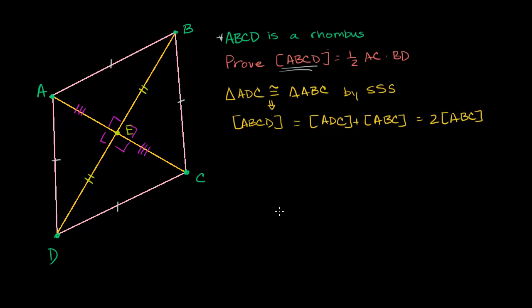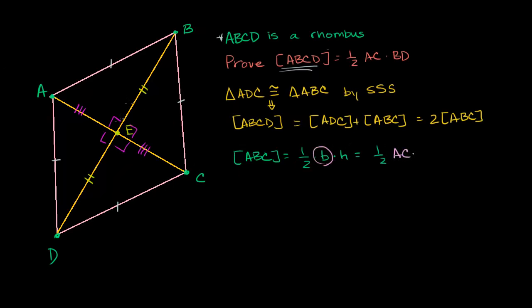Now, what is the area of ABC? Well, the area of a triangle is just 1/2 base times height. So the area of ABC is just equal to 1/2 times the base of that triangle times its height. What is the length of the base? Well, the length of the base is AC. I'll color code it. The base is AC. And then what is the height? What is the height here?